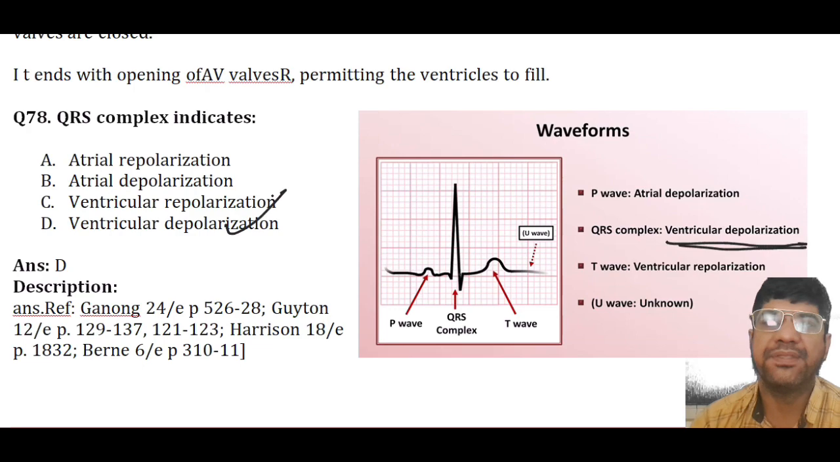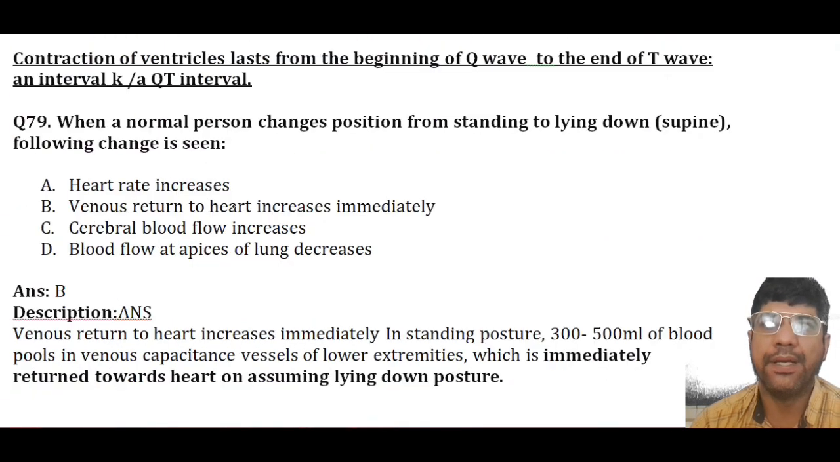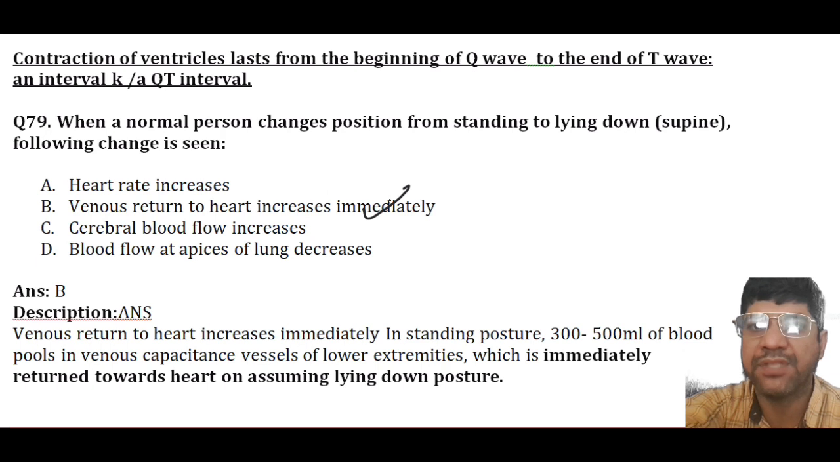When a normal person changes position from standing to lying down, the following changes are seen. The venous return to the heart increases almost immediately. In the standing position, blood can pool in the veins of the lower extremity due to the effect of gravity. When the person lies down, this pooled blood returns to the central circulation, increasing the venous return to the heart.